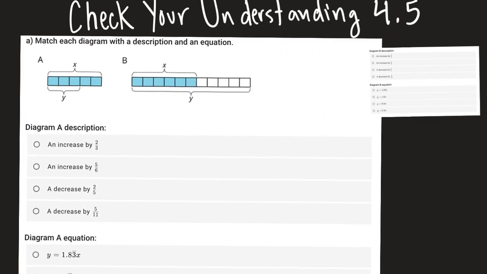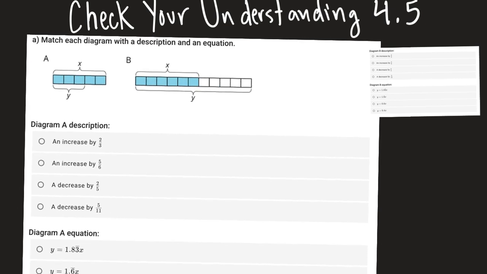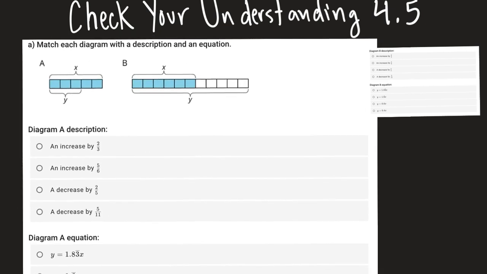It says, match each diagram with a description and an equation. So we are going to start with the first picture, this question A. What we want to do is figure out what the equation is and the description. So x is where we're starting. X is the whole amount. So x is in fifths, if you can see that.